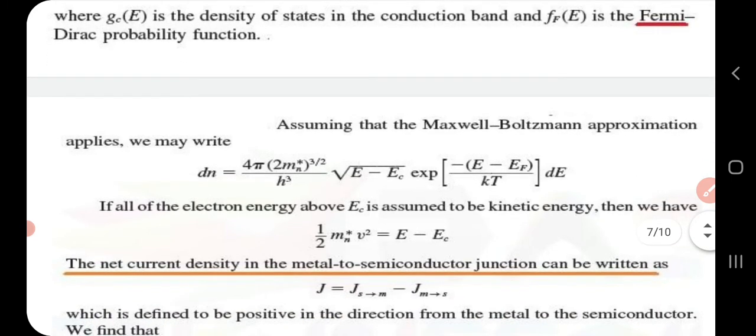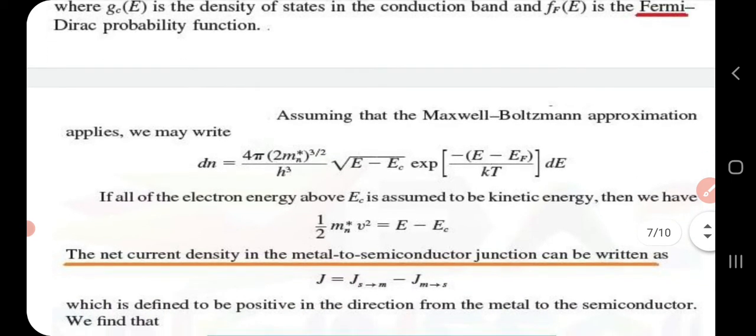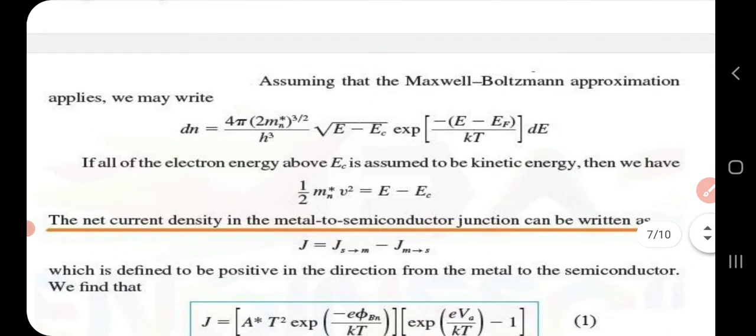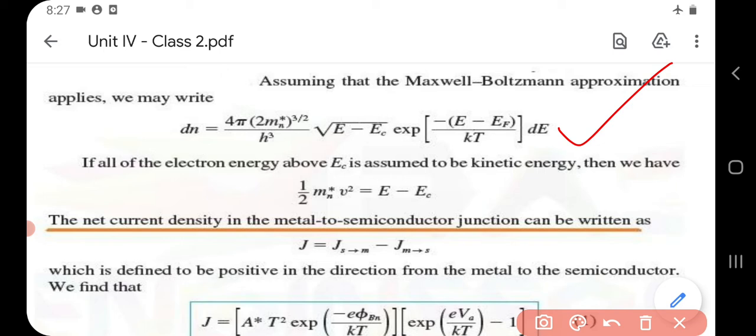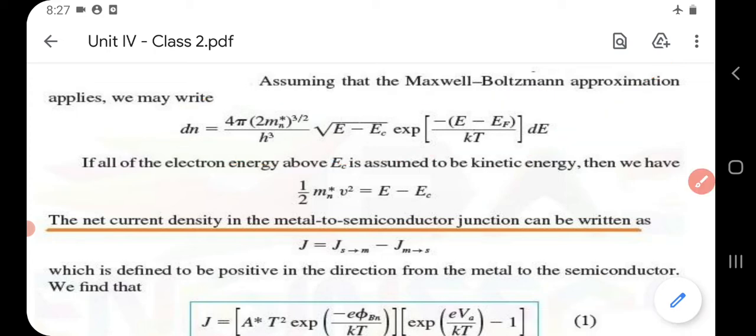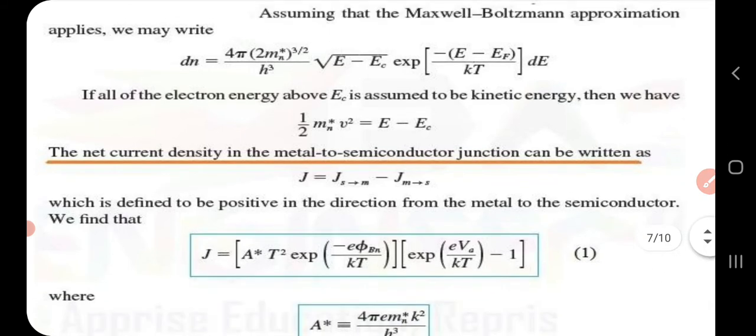Now as already said, we are using the Maxwell-Boltzmann approximation, so we get the expression for dn as this. This expression we have already studied in solid state physics. When you refer to any book, you can see this equation. Now, if all electron energy above EC, that is the conduction band edge, is assumed to be kinetic energy, then half Mn V square will be E minus EC. EC is the conduction band edge.